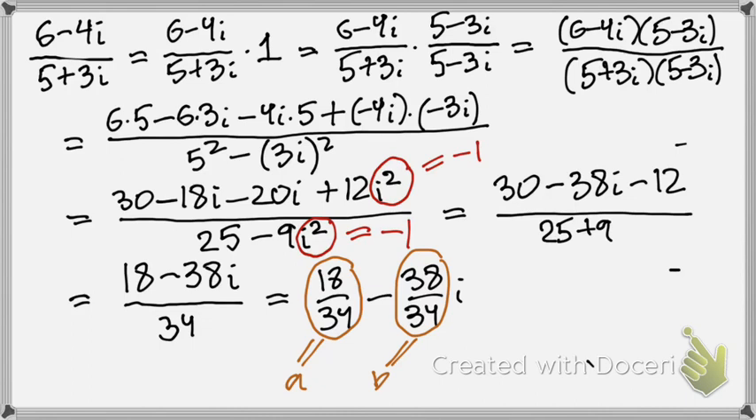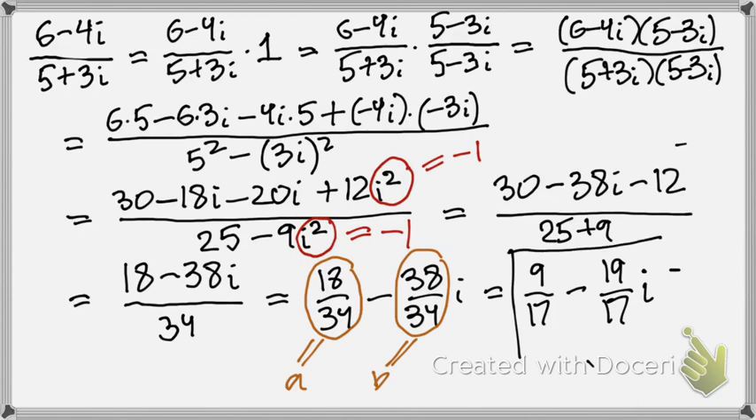The last step is to reduce the fractions to lowest terms. Notice that both numerator and denominator have a common factor of 2 in both cases, so if you factor out 2, what's left is 9 over 17 minus 19 over 17i. And so this is the result of the division of two complex numbers, now written in the standard form, and that's our answer.